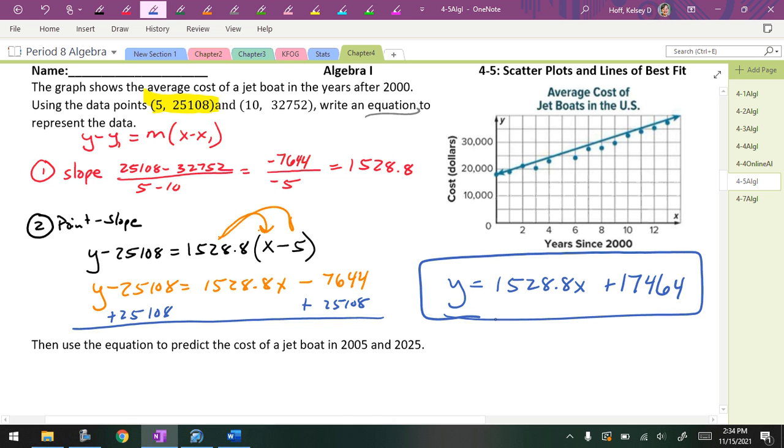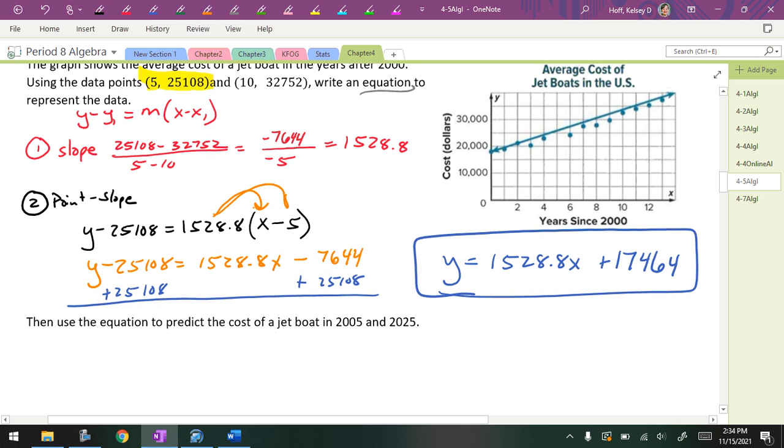Easy way to check if you're way far off. You just found your y-intercept, correct? Y equals mx plus b. Is this approximately what your graph shows as a y-intercept? Well, 10,000, 15,000, between 15 and 20. Is your y-intercept between 15 and 20? Yes. Okay. Now, use the equation to predict the cost of a jet boat in 2005 and 2025.